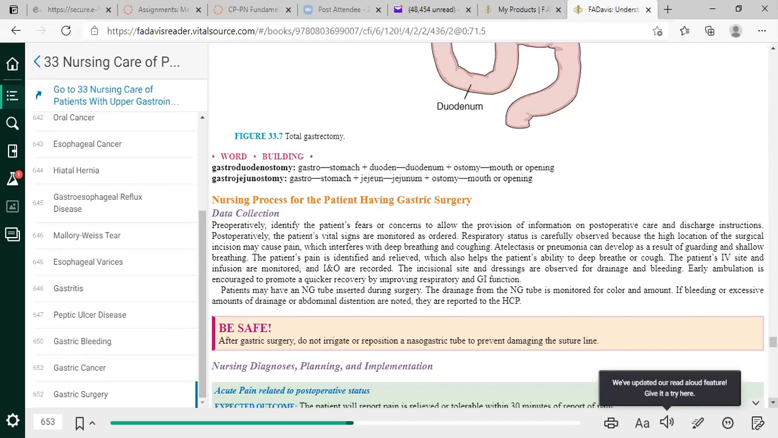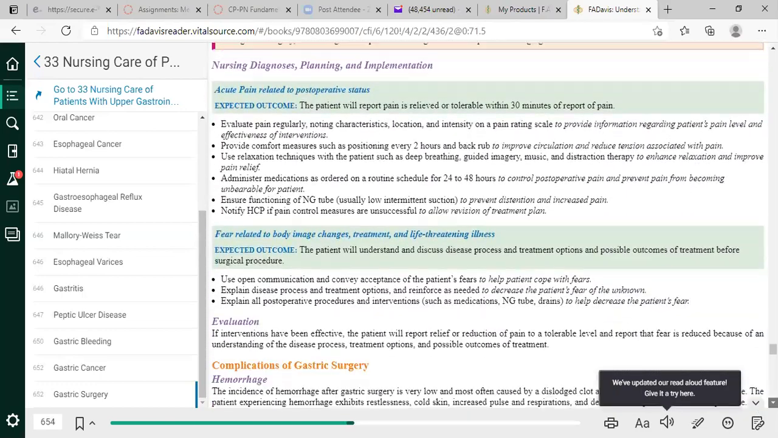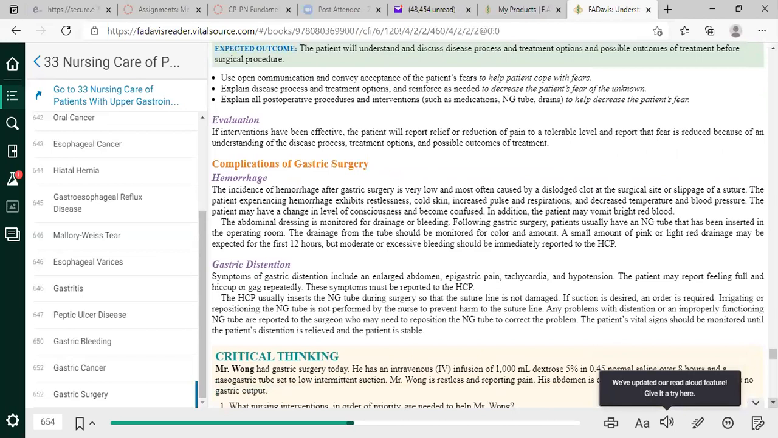And it talks about dumping syndrome. And that is a complication of GI surgeries where patients may experience, did I just miss something?